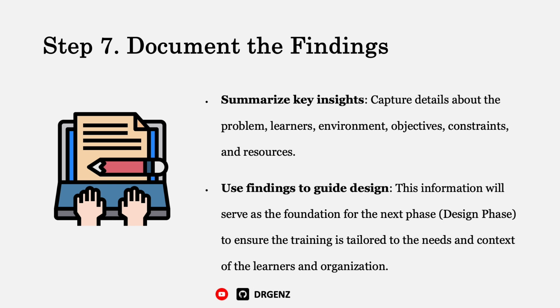Secondly, you use findings to guide design. These summarized insights will form the foundation for the design phase, ensuring that the training is aligned with the specific needs of the learners and the specific needs of the organization. You ensure that the content and delivery methods are appropriate for the learning environment and preferences. You ensure that any constraints or limitations are considered by making the training feasible and achievable within the set parameters.